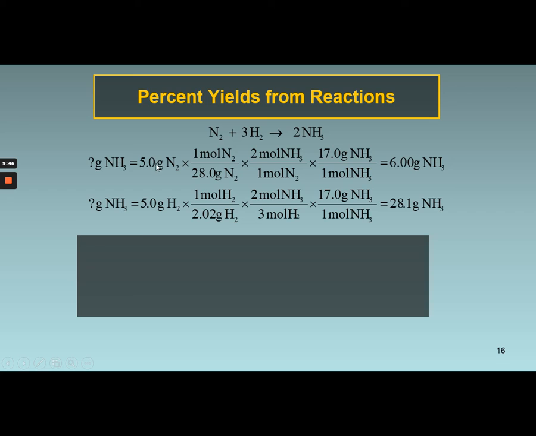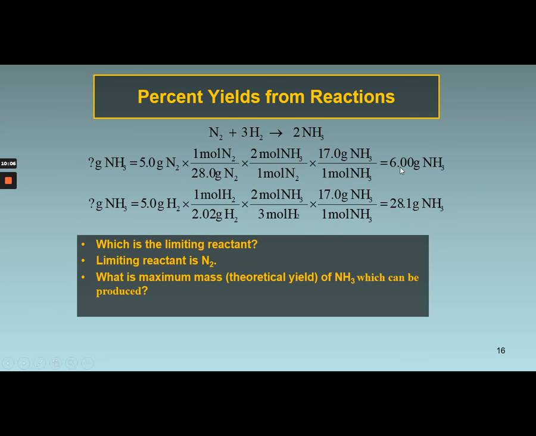Same process: convert mass of reactant to the mass of the product using the molar masses and the mole-to-mole ratio. And then the last step, notice, is always the same. And then we see that nitrogen is the limiting reactant. And then that is our theoretical yield. If we wanted to figure out, again, how much hydrogen reacted and how much was left over, we would convert nitrogen to hydrogen and subtract that from the 5.